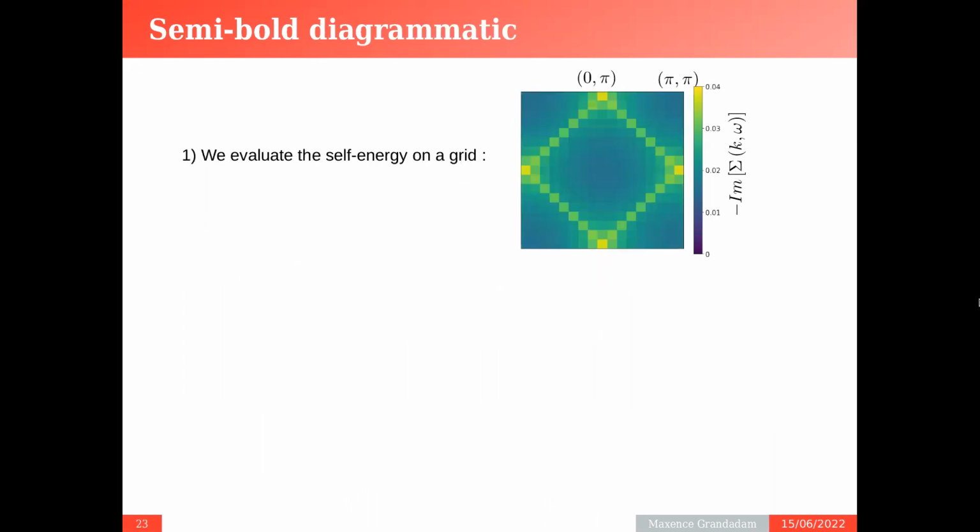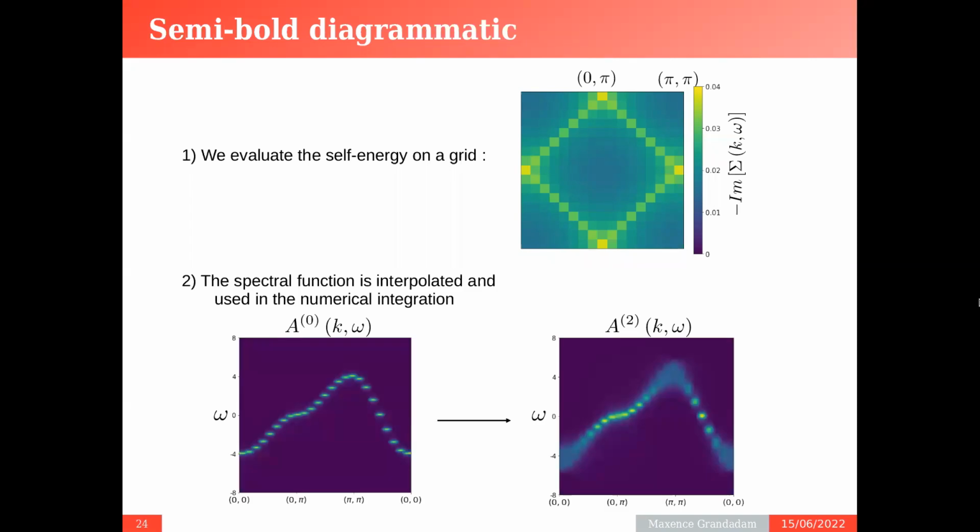So the process is to compute the self-energy on a momentum and frequency grid. Here is an example for the second order self-energy, where we can see that the imaginary part is maximum on the Fermi surface, with some distinction between the nodal and antinodal part already at this low order. And once we have this, we can actually interpolate the spectral function that results. So for example, we will go from something like this at 0th order to a broadening that is frequency and momentum dependent, shown here for this second order calculation.